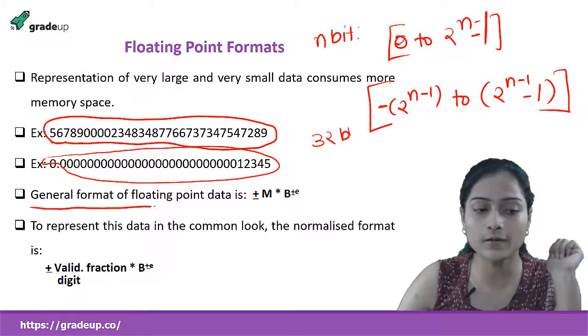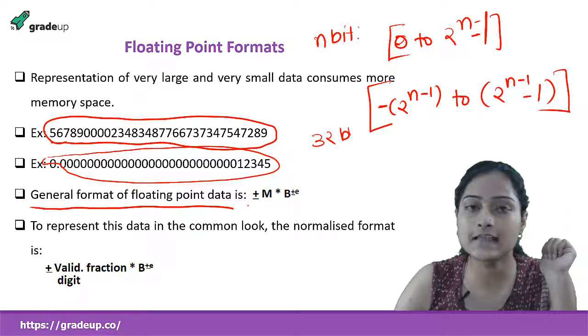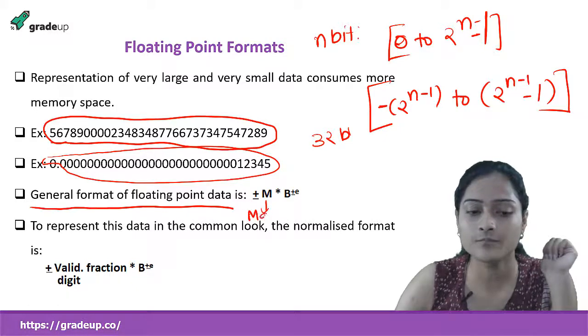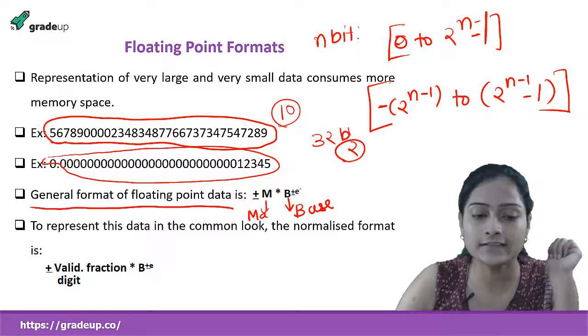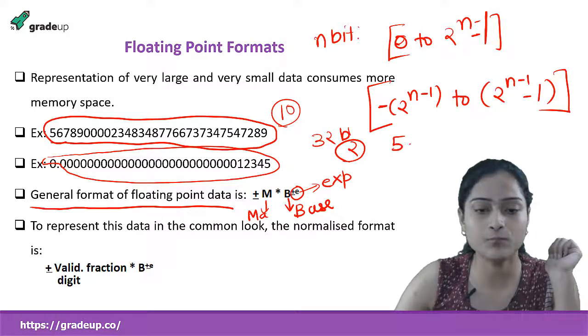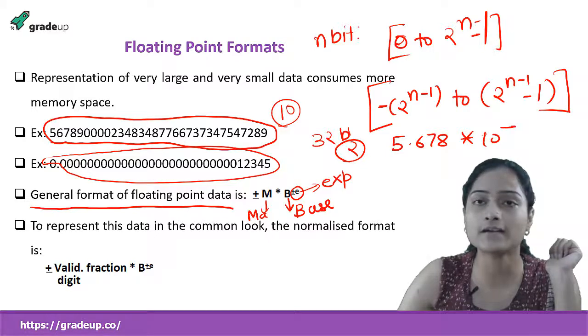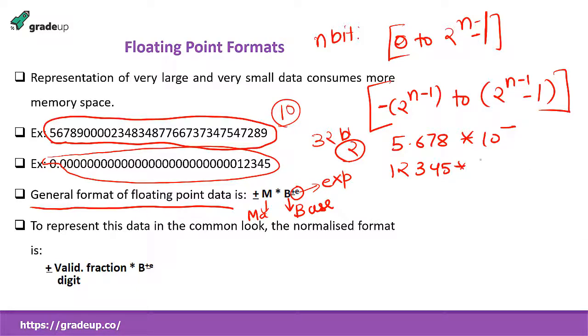See, this is the general format for representing your data using floating point arithmetic, which is plus minus m into b raised to plus minus e. This plus minus represents the sign of your data. This m is the mantissa and this b is the base of your data. For the decimal number system, what is the base? 10. For the binary number system, the base is 2. And this e is the exponent. See, this data can be represented as 5.678 into 10 raised to some power, and this can also be represented as 1.2345 into 10 raised to minus some power. So I am going to represent my data in this format.